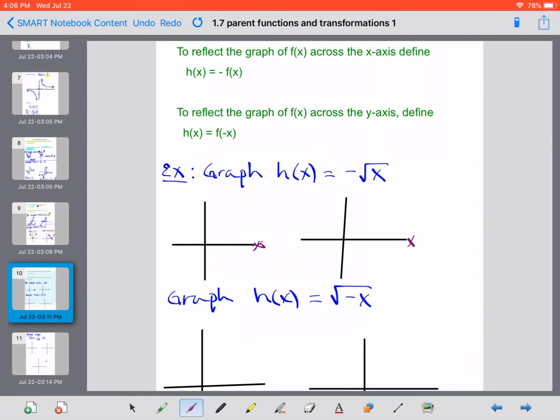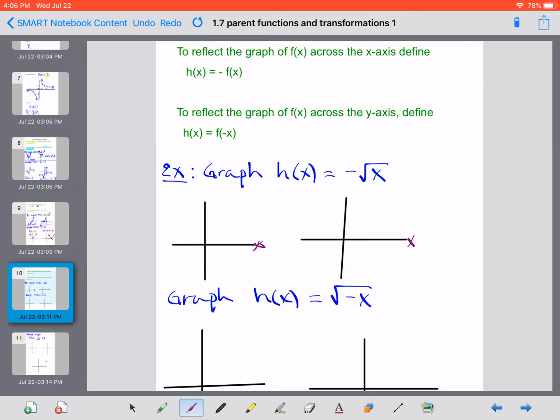On the other hand, if we wanted to reflect our graph across the y-axis, this time you just change the sign of x. So you don't make the entire function negative, you just make the x part negative. Or take any instance of x and replace it with negative x. That will reflect your graph across the y-axis. So let's do some examples.